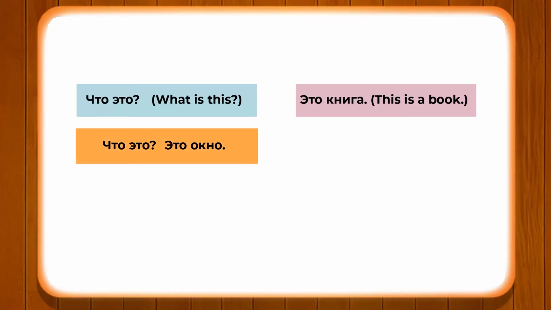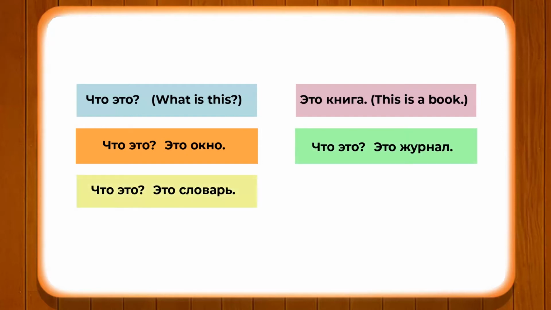Что это? Это окно. Что это? Это журнал. Что это? Это словарь. Что это? Это ложка. So here you can also use certain other words like we have used окно, журнал or словарь, which means окно is window, journal is journal, and словарь is dictionary. So you can also use numerous other examples, and in this same construction you can ask the question что это, and the answer would be это and the object you have.